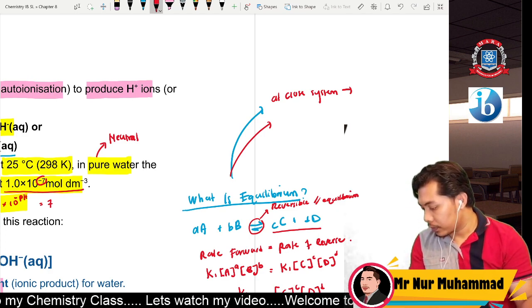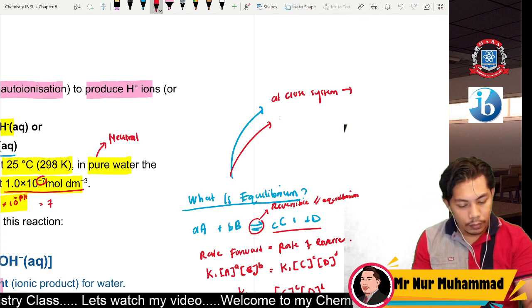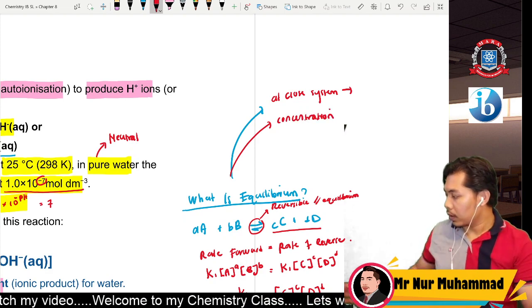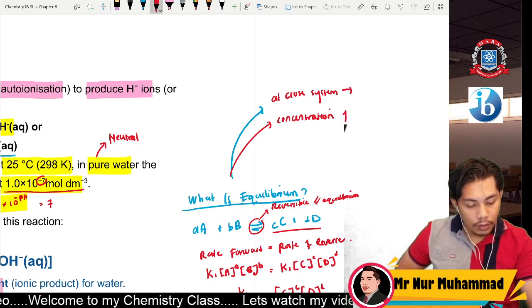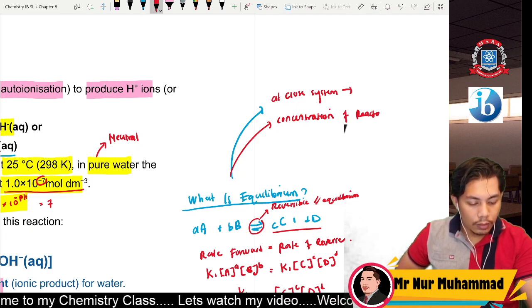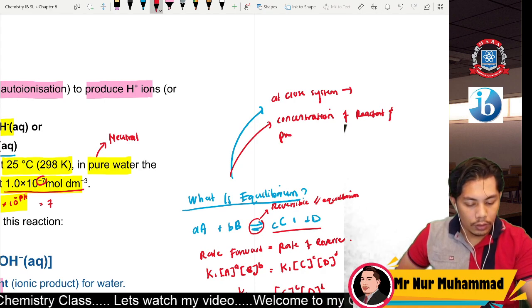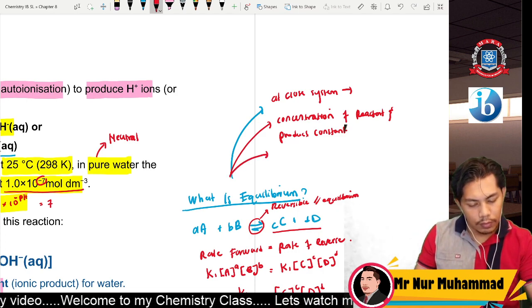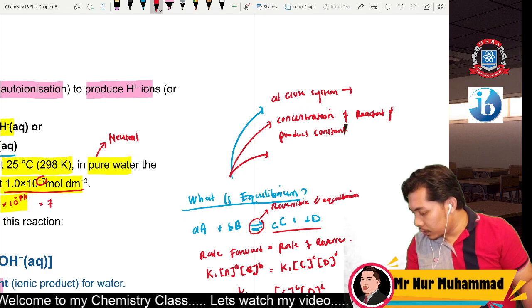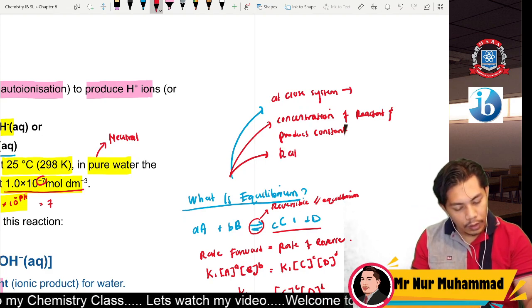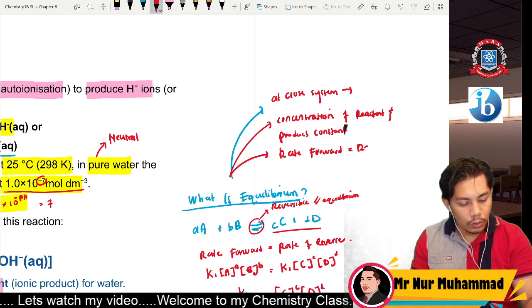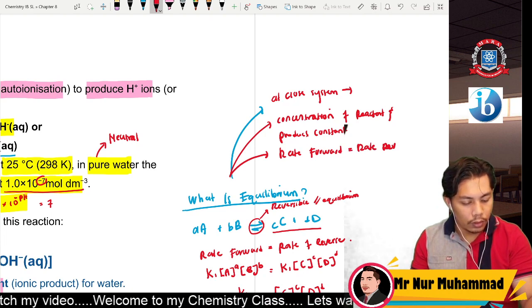Second, the concentration of reactant and product is constant. Third, the rate of the forward reaction is equal to the rate of the reverse reaction.